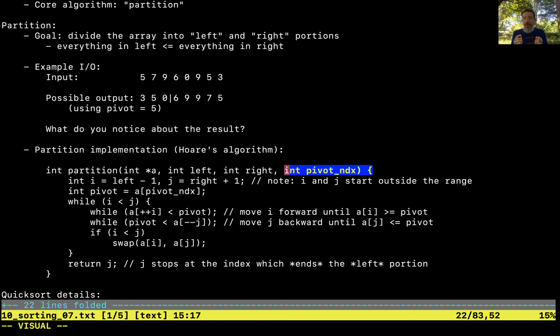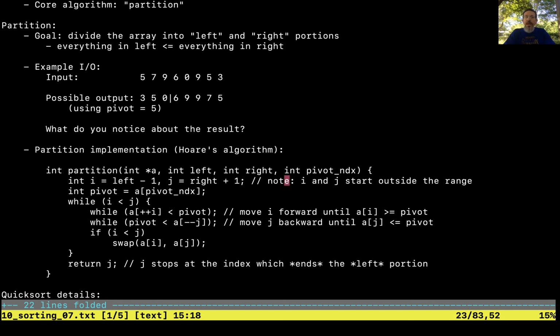Now, again, the pivot is the value that is going to divide the left and right portions. Everything less than or equal to the pivot will be on the left. Everything greater than or equal to the pivot will be on the right. And the pivot, if it appears, it could appear on the left or the right, or both, if there are multiple values that are equal to the pivot. Okay, so how do we know what that pivot index is? Well, it's any valid index between left and right, and we'll talk more about what that is in a bit. But here we'll assume that it's given.